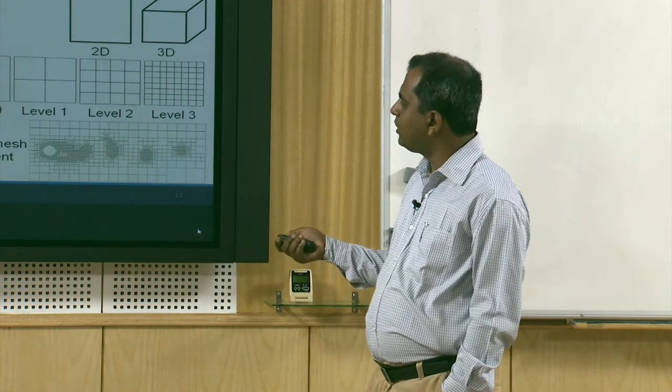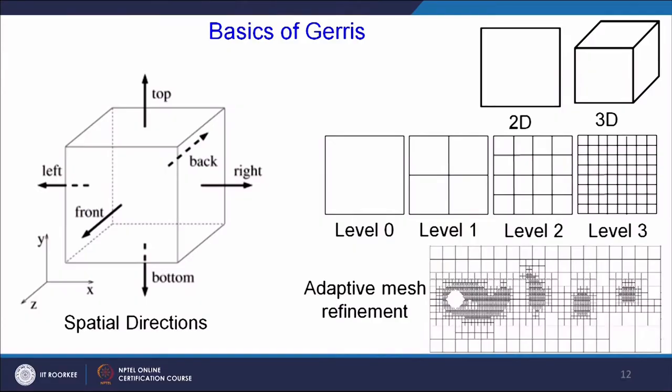So, here I have shown you one example of adaptive meshing. Here you see this was the zone of interest for the present problem. So, what we have done, we have actually refined this, and elsewhere we are having coarse meshing. So, this essentially saves your computational time.